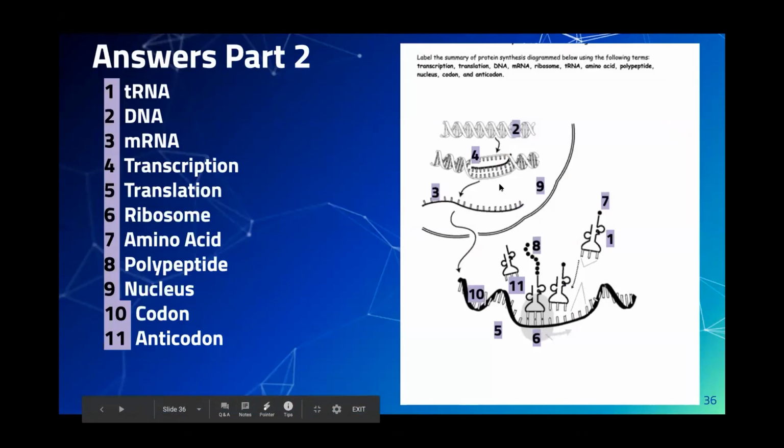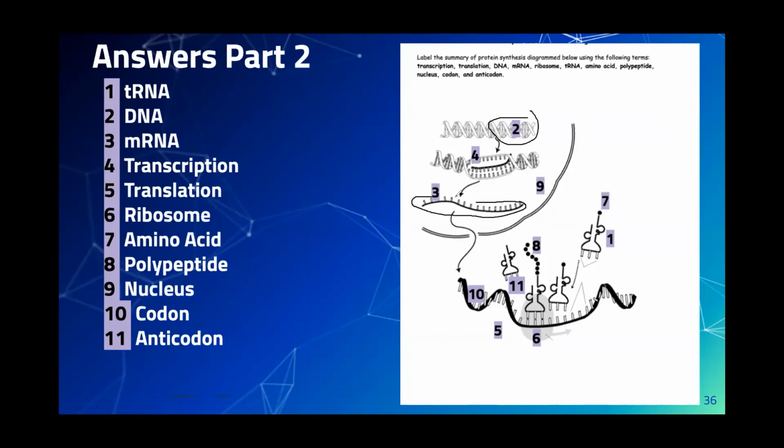Yeah, sure. All right, so basically this is labeling a summary of protein synthesis, right? Most of this should be self-explanatory, honestly. Number one is the tRNA molecule. You have to remember it's shaped like this weird clover thing. Number two is DNA, which should be rather self-explanatory. Number three should be mRNA, the single-stranded thing, which should also be relatively self-explanatory.